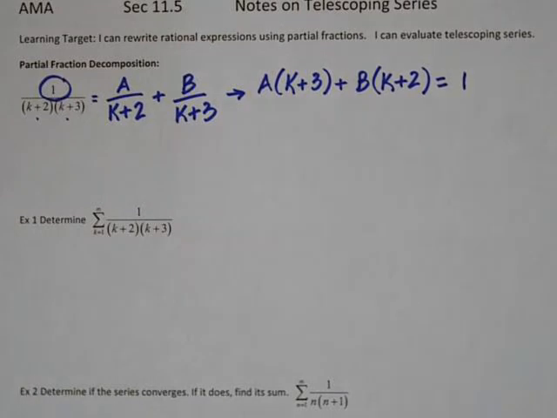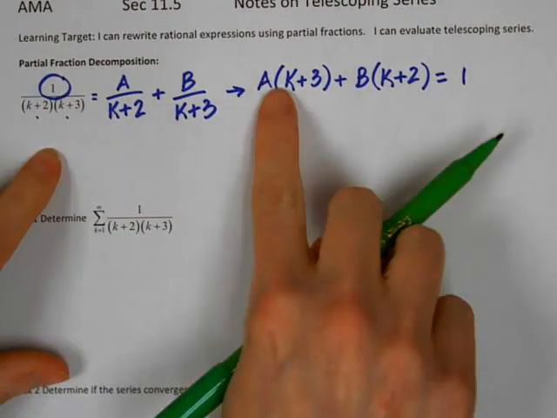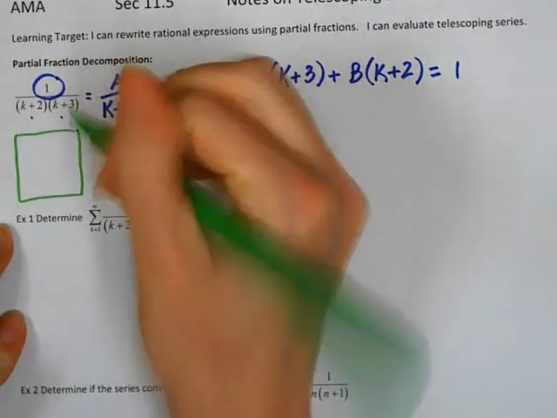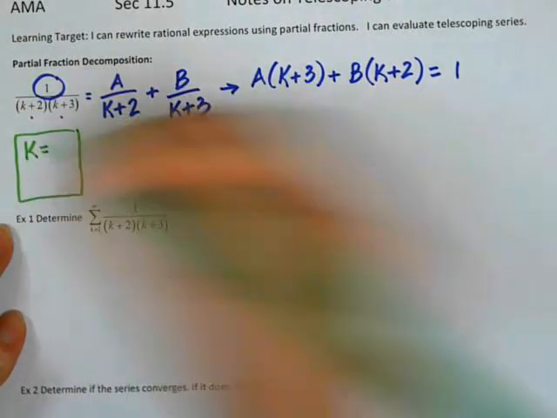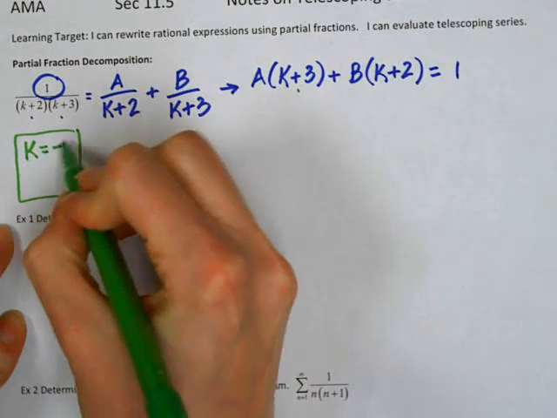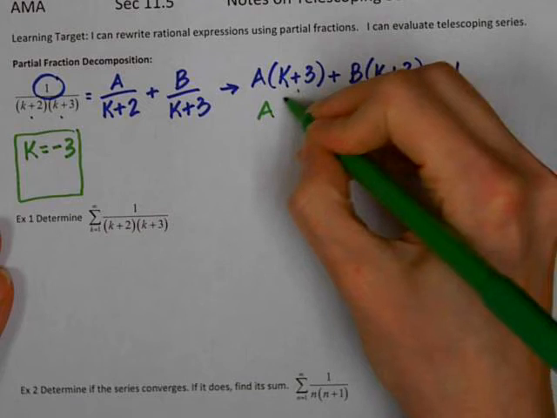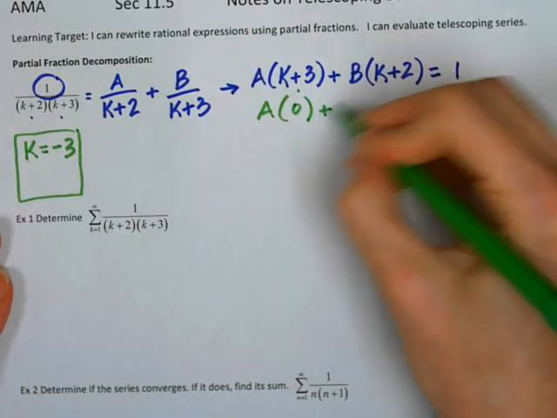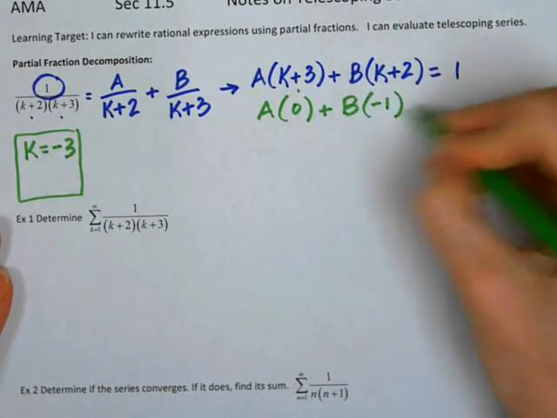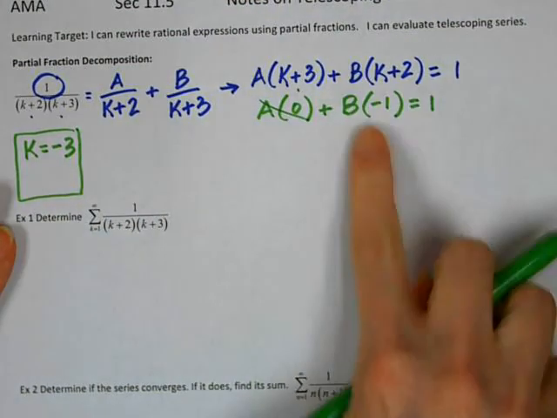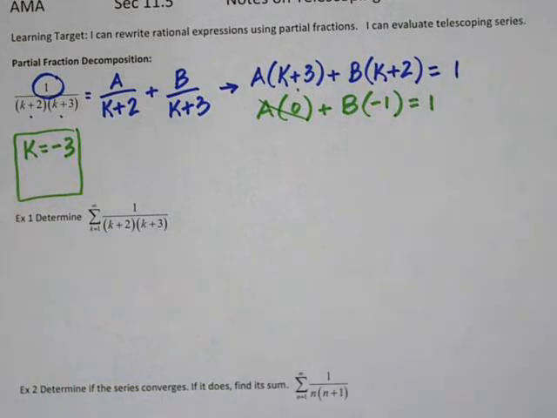And now we're trying to find A and B. And remember, you do that by carefully selecting some x, well, in this problem, k values. So off to the side here, let's pick some strategic k values. I'm going to start with -3. So when you plug in -3 for k, we get A times 0 plus B times -1 equals 1. And then these cancel, and it looks like B is going to be -1.